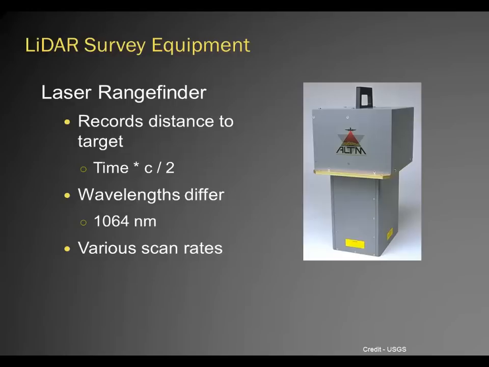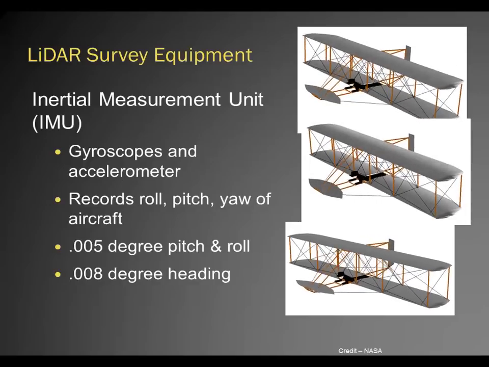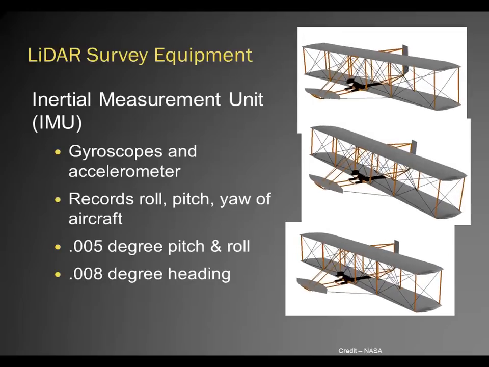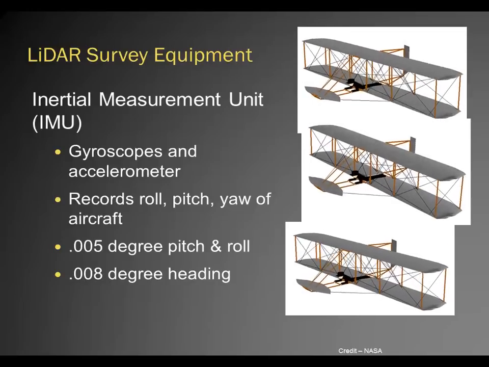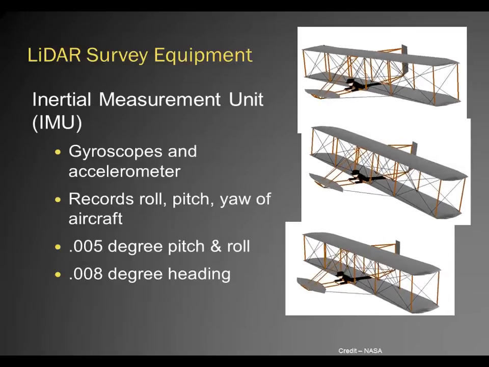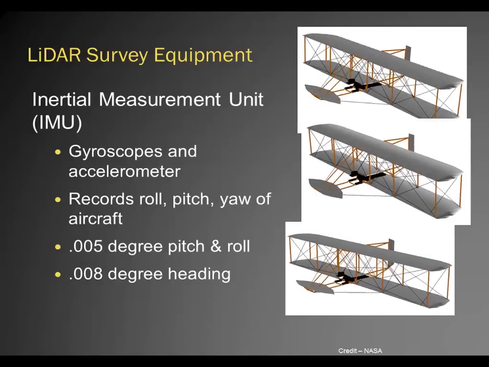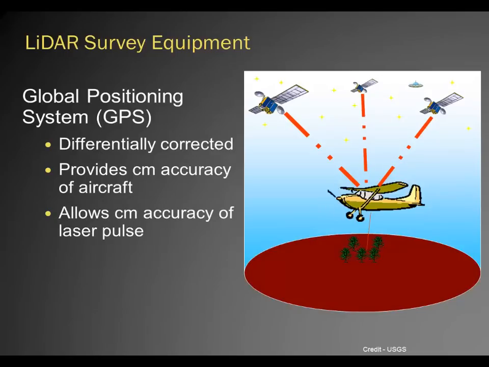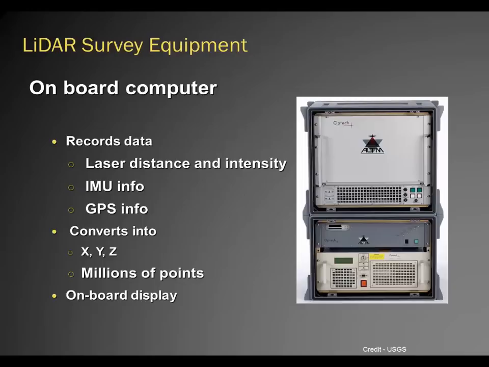And there are various different scan rates for how many signals are shot out of the laser at one time. Now the inertial unit captures the basic information about the plane, the roll, the pitch and the yaw, and we regulate that very carefully so the plane flies a very flat surface. The GPS keeps track differentially, very accurately, of where that pulse is sent out, so we know exactly where that elevation is located. And a computer pulls all that together into a point cloud, a huge data file that shows us what the elevation is at these locations.